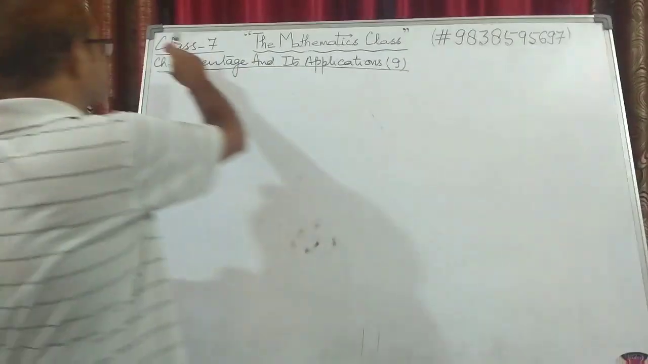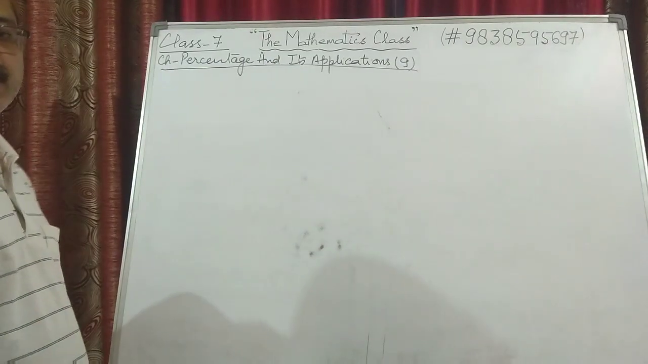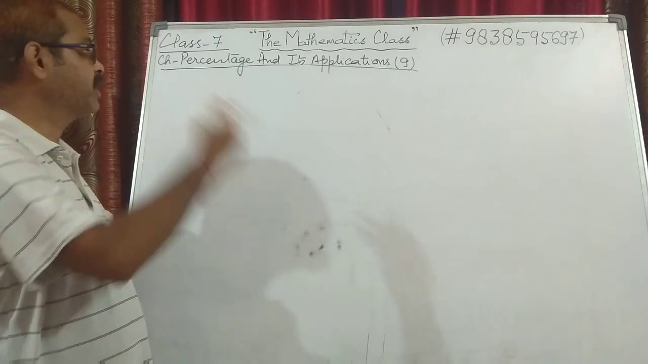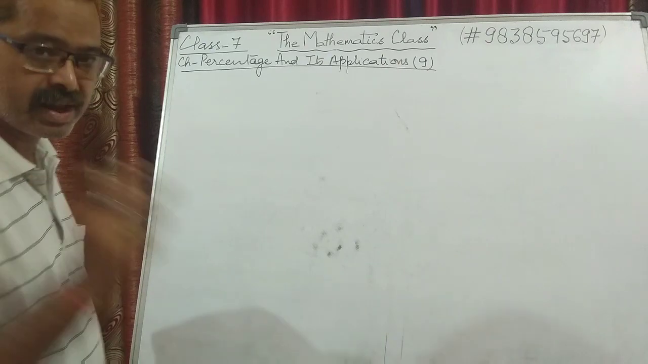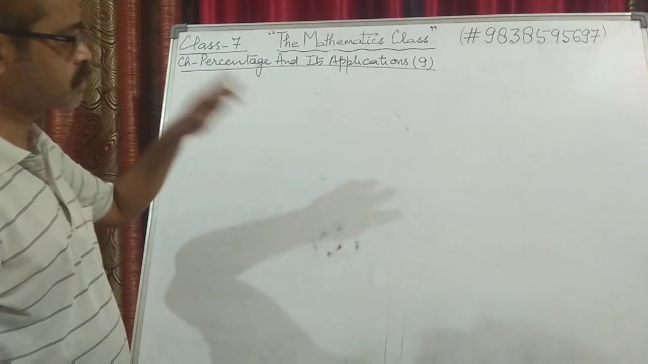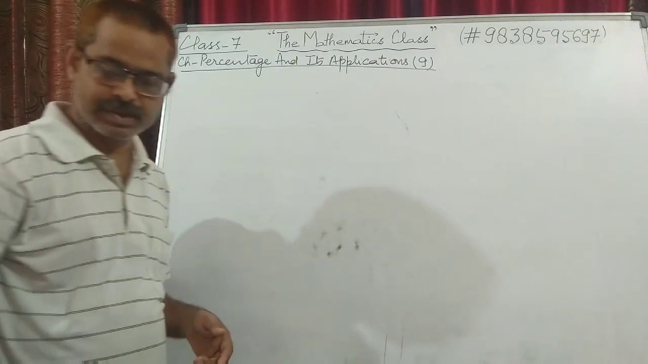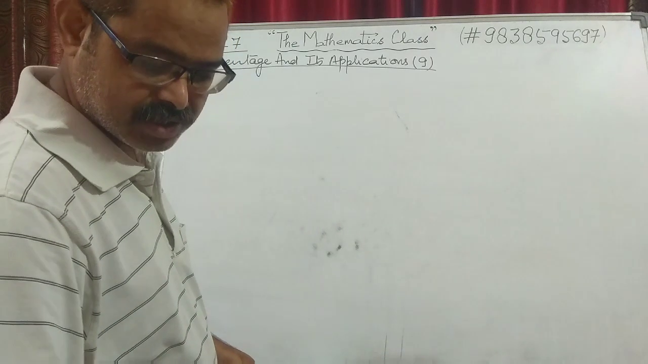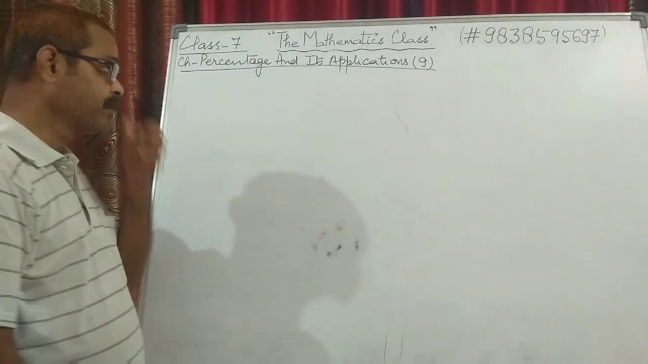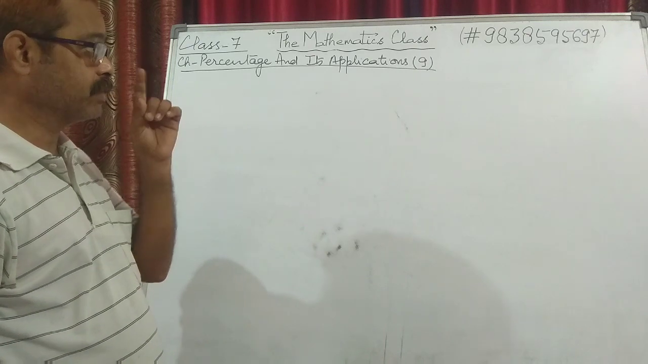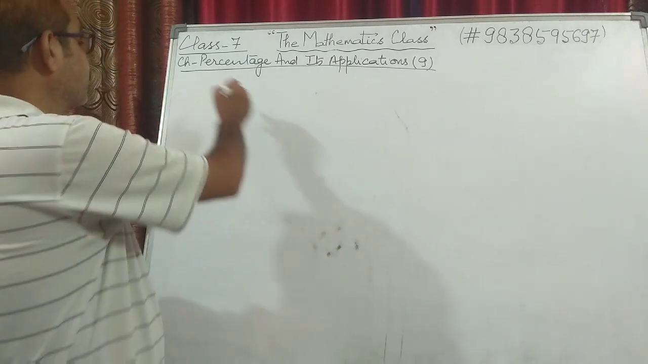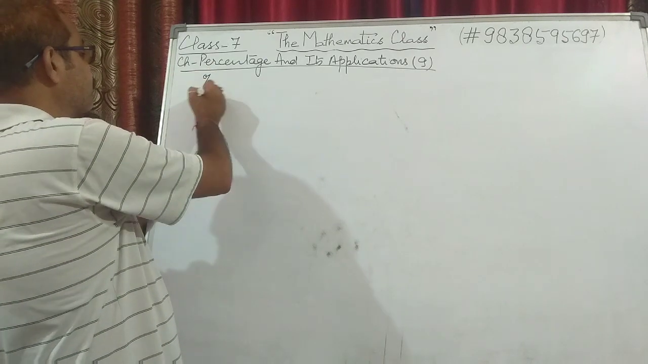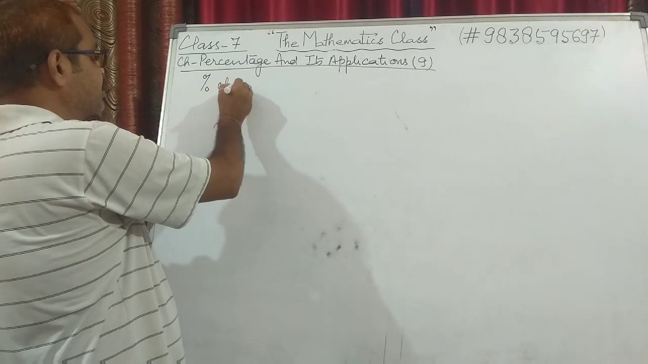Next class. This class is for class 7 and the chapter that we are discussing is percentage and its applications, that is chapter number 9 in your textbooks. This class is in continuation with the previous class where we have already discussed exercise 9a. Now today we will be dealing with exercise 9b. So what is there in 9b? What you need to learn in this? We will be learning about percentage change.